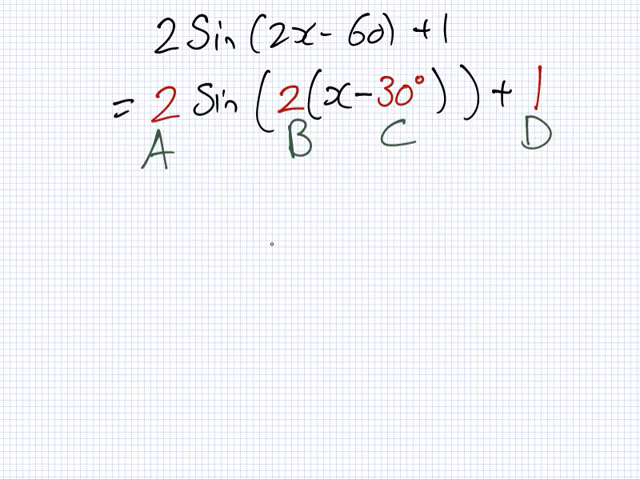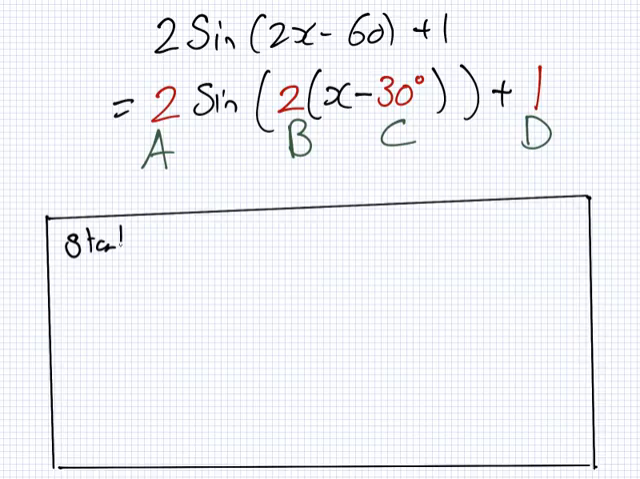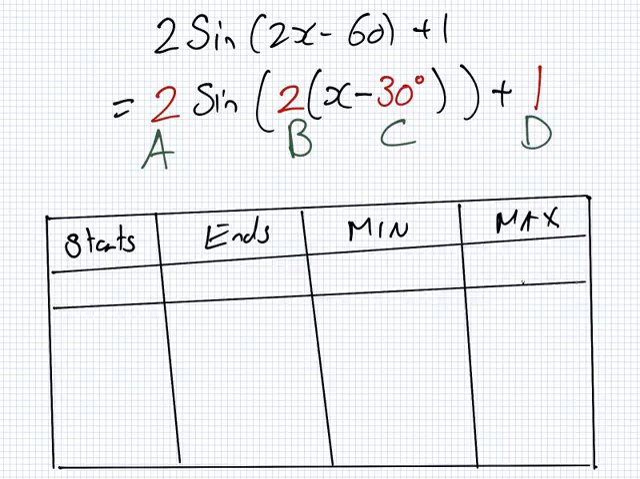Okay so far? The way I like to do these questions is by making a table. And on the table I like to write in where the graph starts, ends, min, and max. So before we start, we write in the basics. It always starts at 0, ends at 360, goes from -1 to 1.